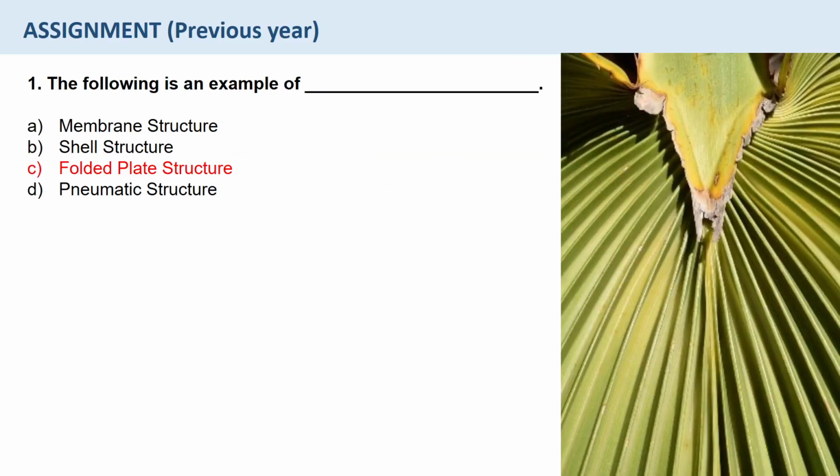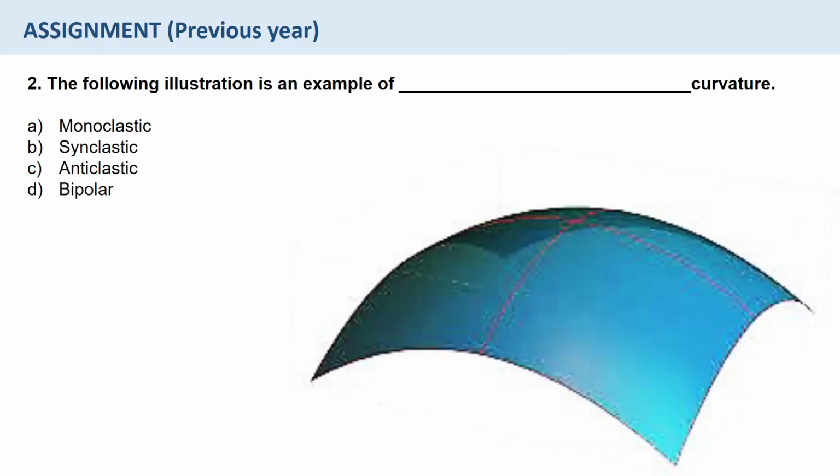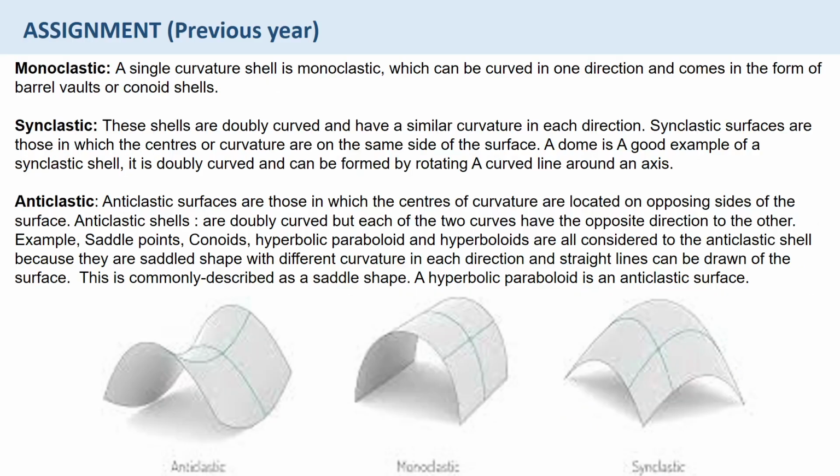So this image was given and you were supposed to identify which category this image would fall into. The shape of this leaf shown in this image looks very similar to the folded plate structure. Question number 2. This again, one curvature has been given and you are supposed to identify which kind of curvature is it. Monoclastic, synclastic, anticlastic or bipolar.